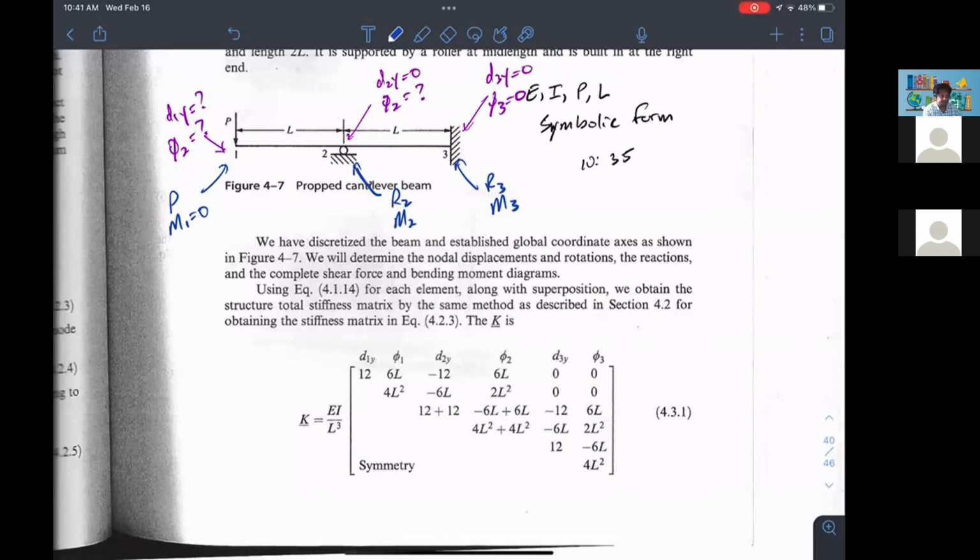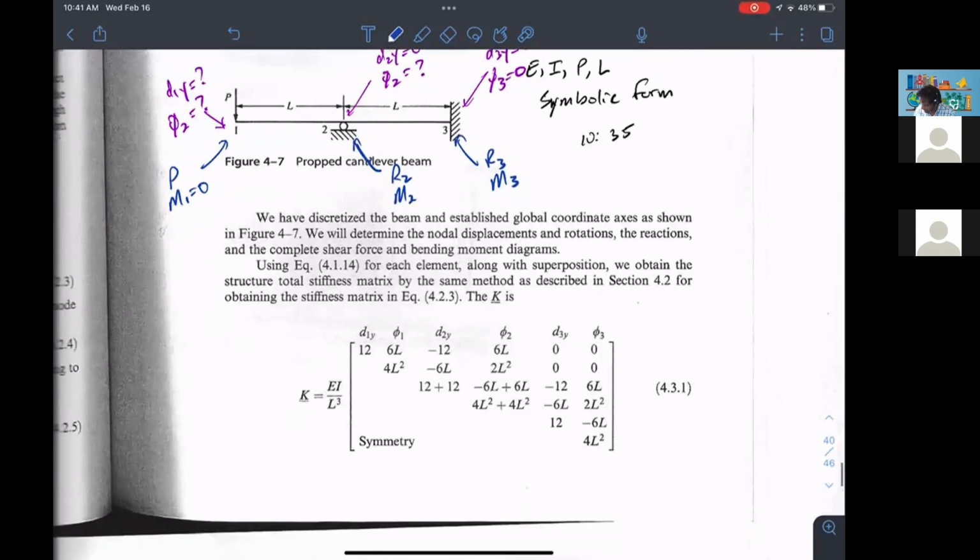Right, so our force vector would be P, 0, R2, because the beam is supported and it's allowed to rotate, then M2 will be 0, so I should keep this at 0 here. And you have R3, M3. Right, so this is our force vector.